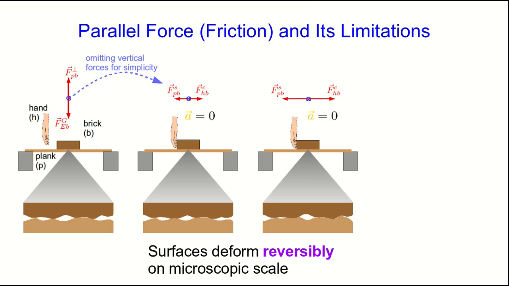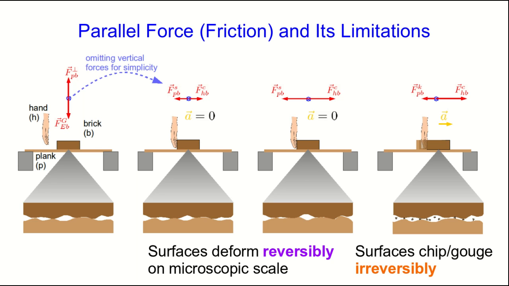But now exactly the same thing happens as before. If you press very hard, then the surfaces actually break. They start chipping and gouging each other and causing irreversible state changes. And this is what the kinetic friction is. The two surfaces are now sort of skipping over each other, occasionally bouncing off of each other and doing damage to each other as they do so.